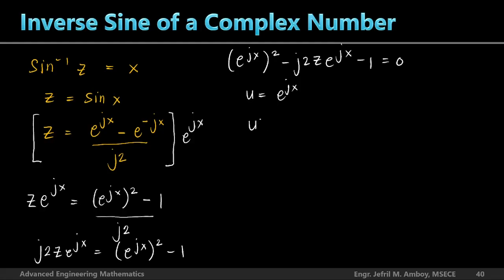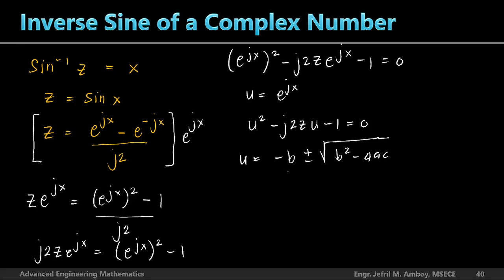So, we will have u squared minus j2 times z times u equals 0, minus 1 equals 0. So, kitang-kita na natin ngayon, meron tayong isang quadratic equation. This is an equation which is quadratic in the variable u. We can solve for u using the quadratic formula. Remember, the quadratic formula, u is equal to negative of b plus minus the square root of b squared minus 4ac all over 2a. Ayan.